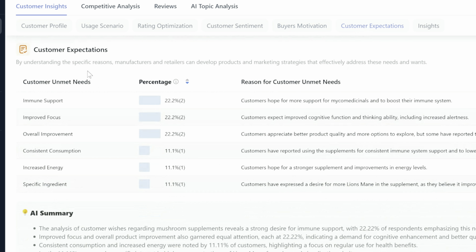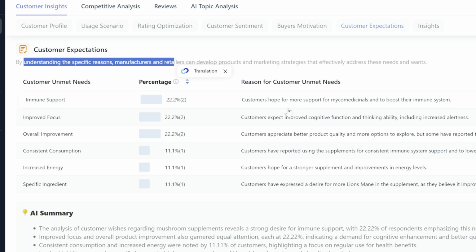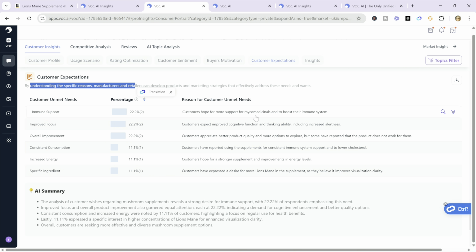Another insight is customer expectation. So, people who bought this product have certain needs that are still unmet. First, prime of them is immune support. That is an unmet need. This product is not addressing it enough. So that's where the manufacturer needs to improve its product, provide better immune support, more improved focus. Customers hope for more support for micro medicinals and to boost their immune system. This is a specific unmet need, and that is highlighted by this AI report.